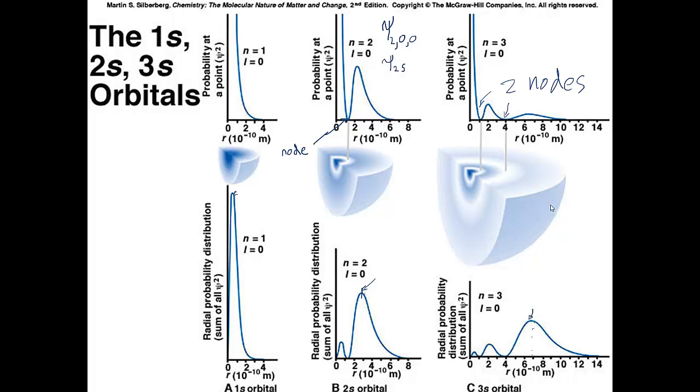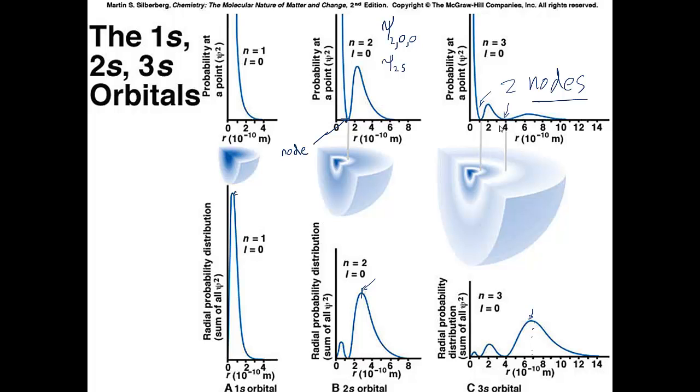But again, the overall shape looks like a ball. And as we increase n, because we're not changing any of the other quantum numbers, what happens? We just increase the size of the ball. Now I want to point out one other very curious feature about these nodes right here. So these are actually regions of zero probability.